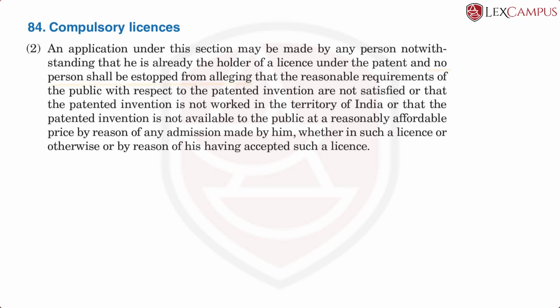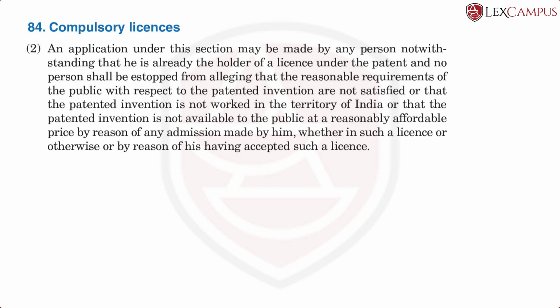So, no person shall be stopped from alleging. Now, no person shall be stopped from alleging means that an interested person can still allege that the invention is not worked in India, even if there is a licensee for that patent. So, the 2 things we understand from this subsection is that a licensee who is a voluntary licensee can make an application for a compulsory license, though he has an arrangement with the patentee, and a person is not stopped.